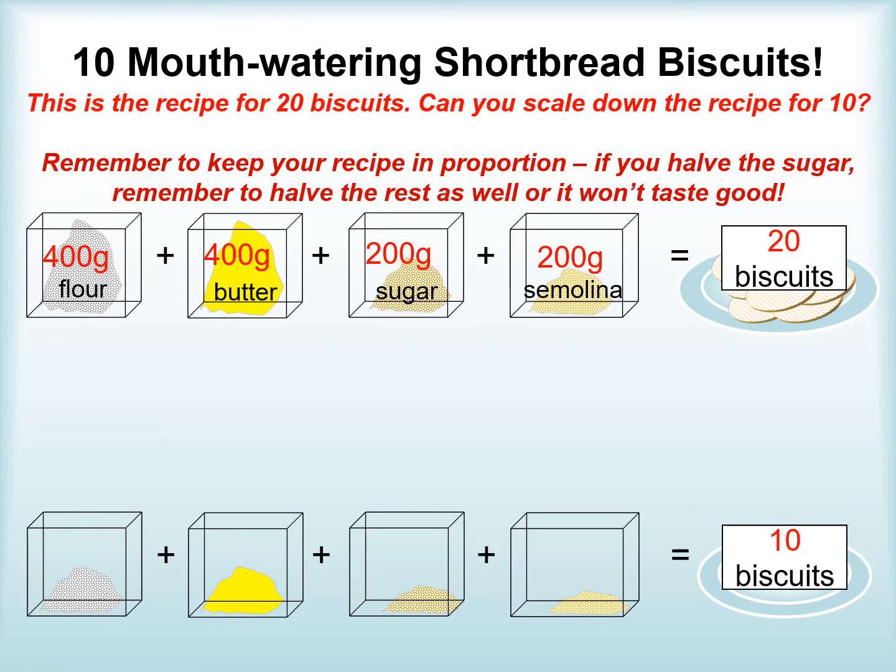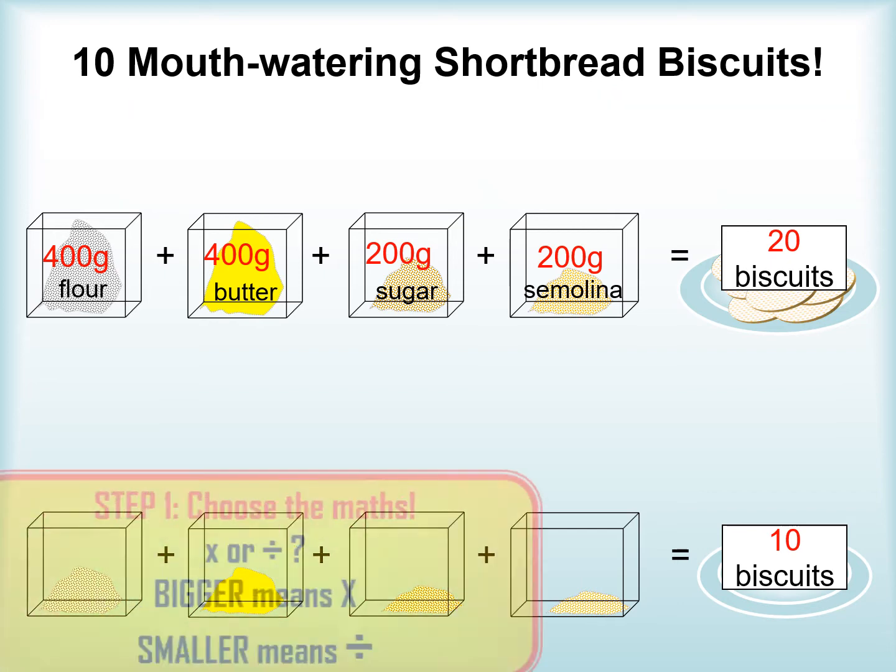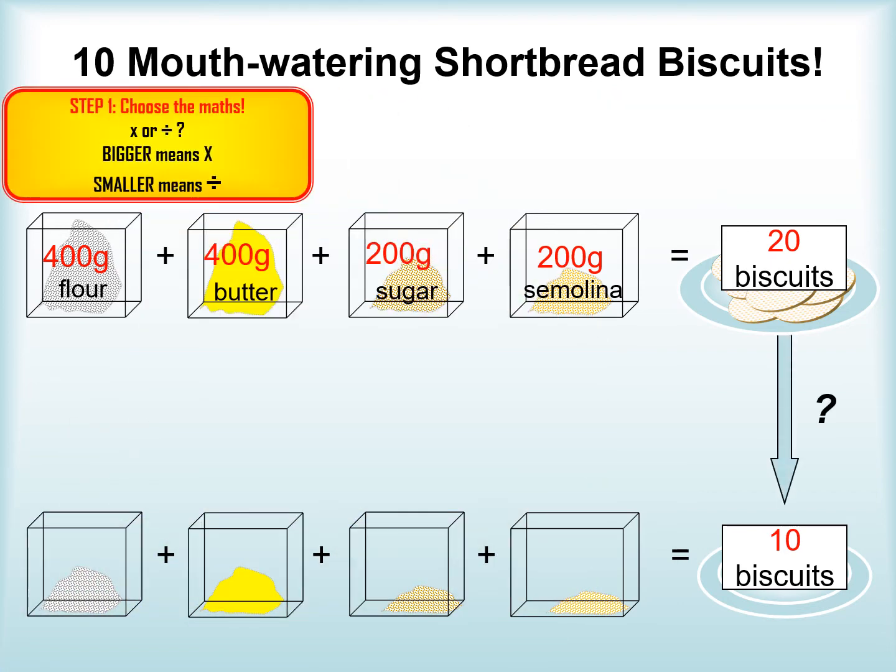Now, let's move on to the real life application of ratio. Ten mouth-watering shortbread biscuits. This is the recipe for 20 biscuits. Can you scale it down for 10? Remember to keep your recipe in proportion. If you reduce the sugar, remember to reduce the rest as well, or it won't taste good, of course. So what do we need to do to 20 biscuits to have 10 biscuits? We are going to divide it by 2.